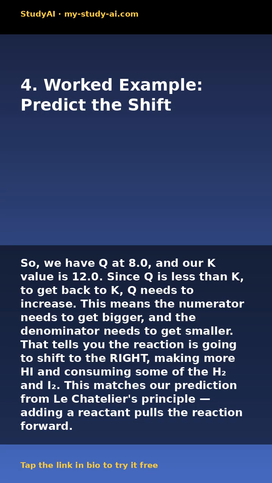Since Q is less than K, to get back to K, Q needs to increase. This means the numerator needs to get bigger and the denominator needs to get smaller. That tells you the reaction is going to shift to the right, making more HI and consuming some of the H2 and I2. This matches our prediction from Le Chatelier's principle. Adding a reactant pulls the reaction forward.